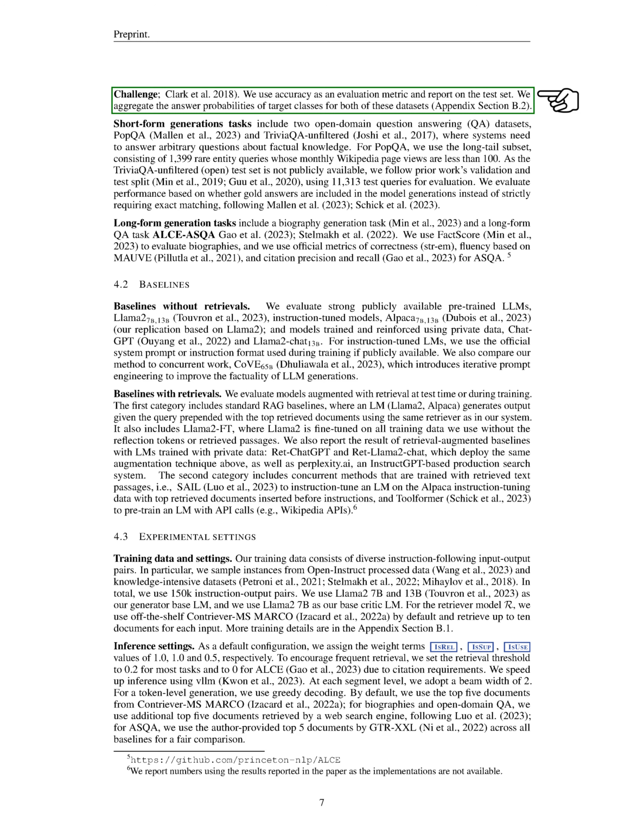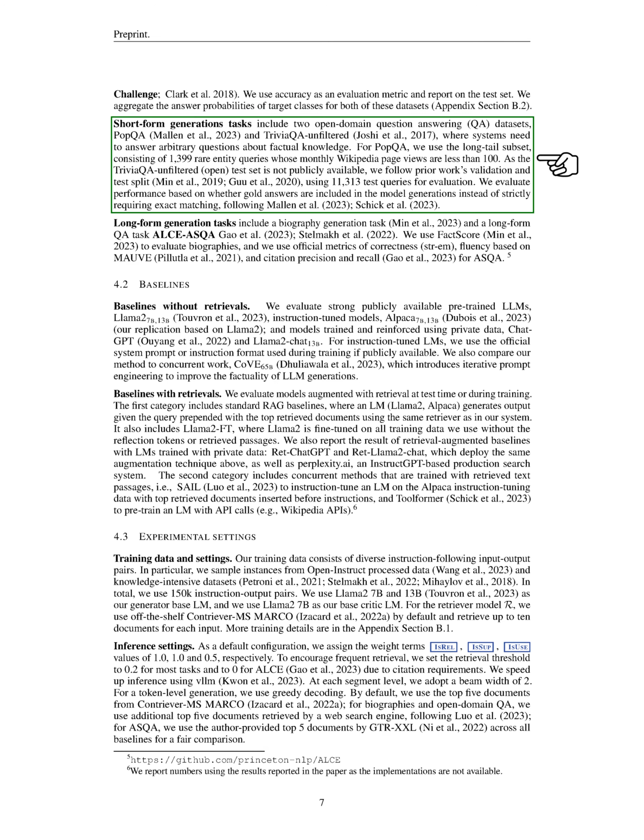The second type, short-form generation tasks, includes 2 question-answering datasets where the model has to answer random questions about factual knowledge. We've used a subset of one of these datasets that includes rare entity queries. We've also used a dataset for which the test set is not publicly available, so we've followed the same validation and test split as previous research.